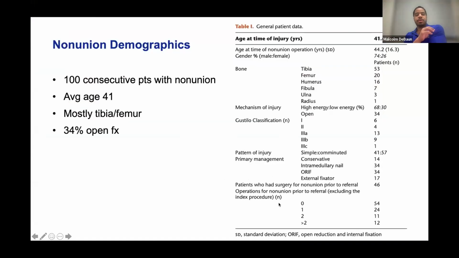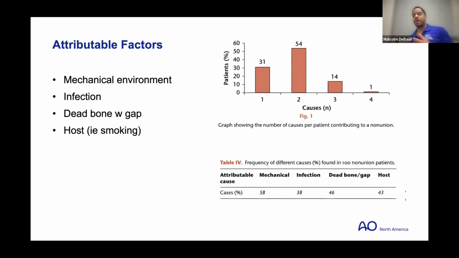So this was a paper of consecutive non-unions, about 100 non-unions from a series of surgeons, where the average age of the patient was about 40. And as you could expect, the majority of the non-unions were tibia fractures and some femurs, but all these were long bone injuries that went on to non-healing. About 34% of these fractures were open. And the authors really wanted to look at why the patient didn't heal and try to discern some factors as to why they may have not healed initially.